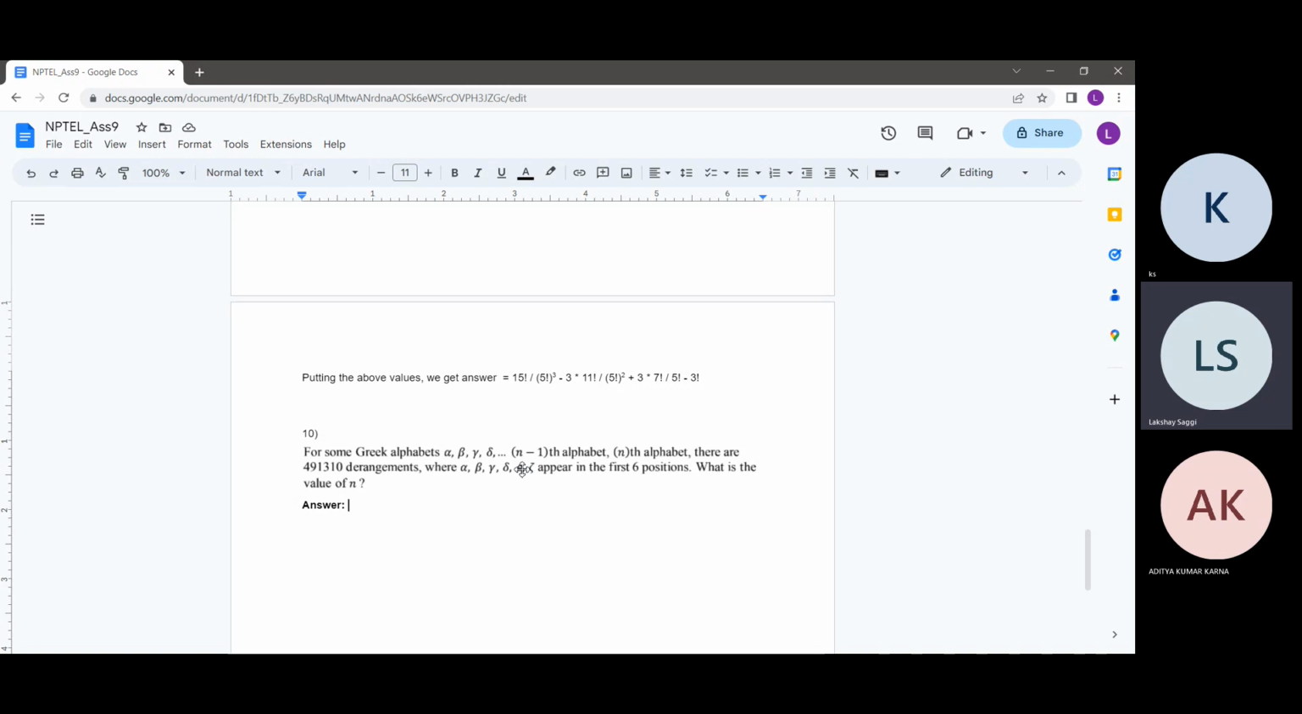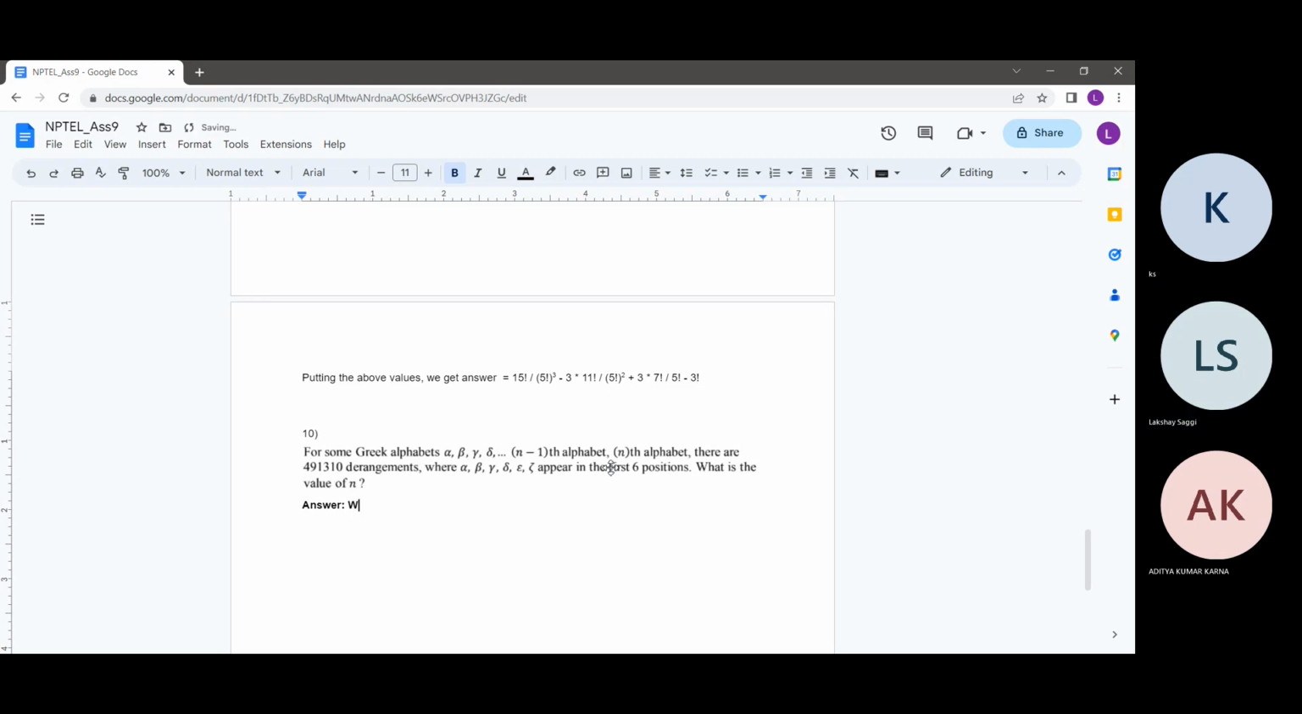Am I making sense, guys? I hope I'm making sense. If not, you can ask me in chat. So what this question is asking is that these are the first six Greek alphabets and they appear in the first six positions, but they are deranged, so they don't appear at their original position. So this number can be thought of as these first six alphabets being deranged in the first six positions, and the remaining n minus six alphabets being deranged in the remaining n minus six positions.